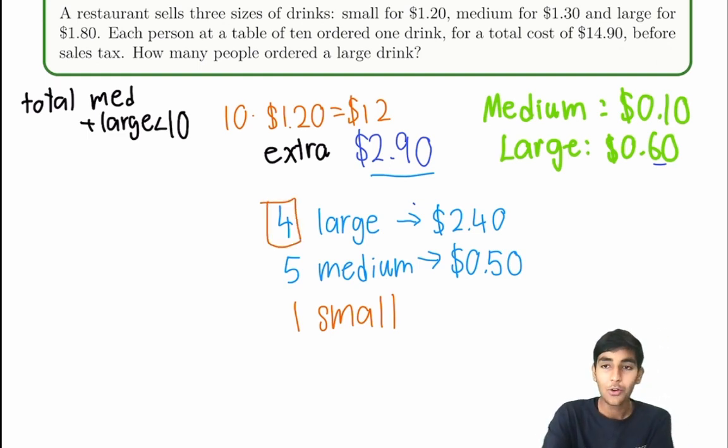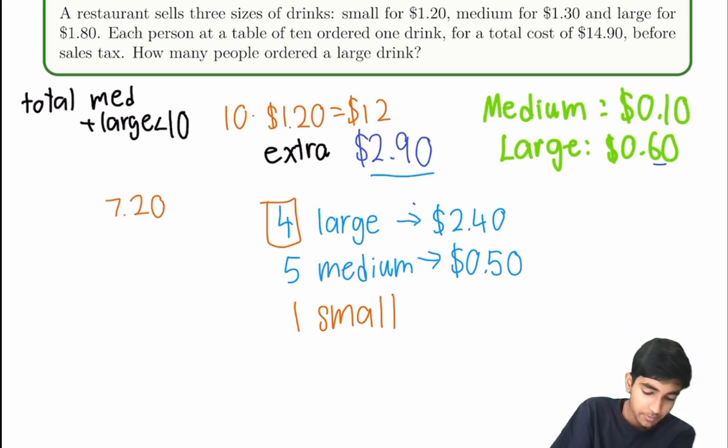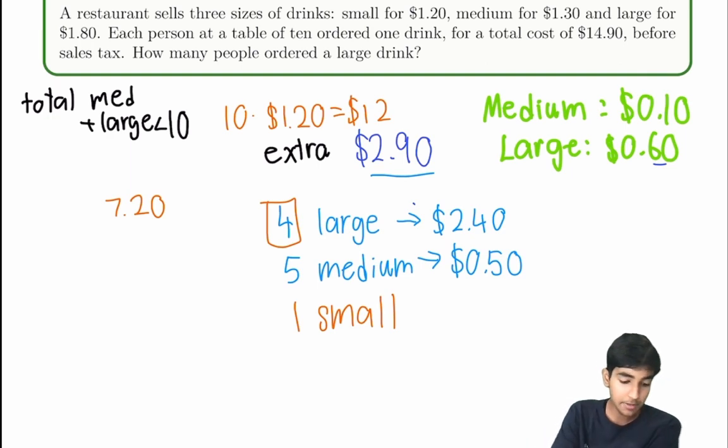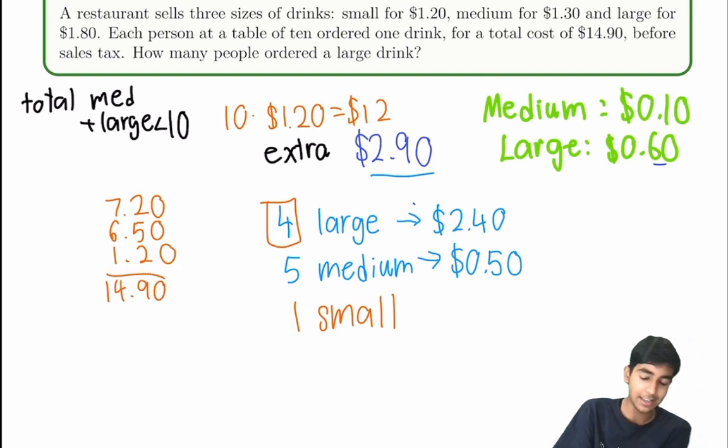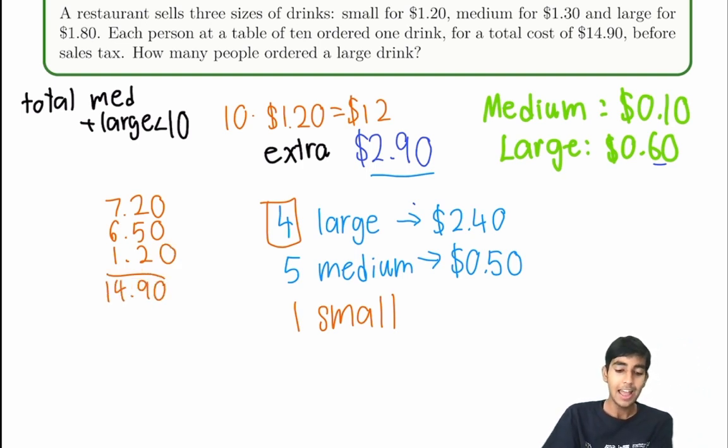And just to make sure we're not making a mistake, let's check. 4 large times 180, that's 720. 5 medium, 650. 1 small, 120. We add this all up, we do indeed get $14.90, so we did not make a mistake, luckily. And 4 people ordered a large drink.